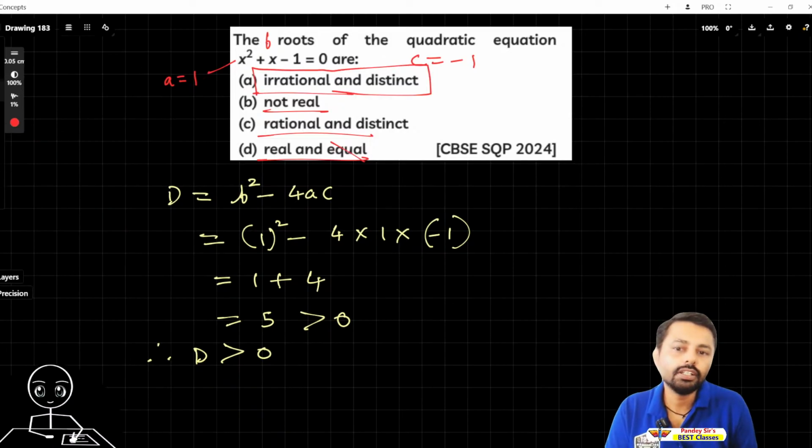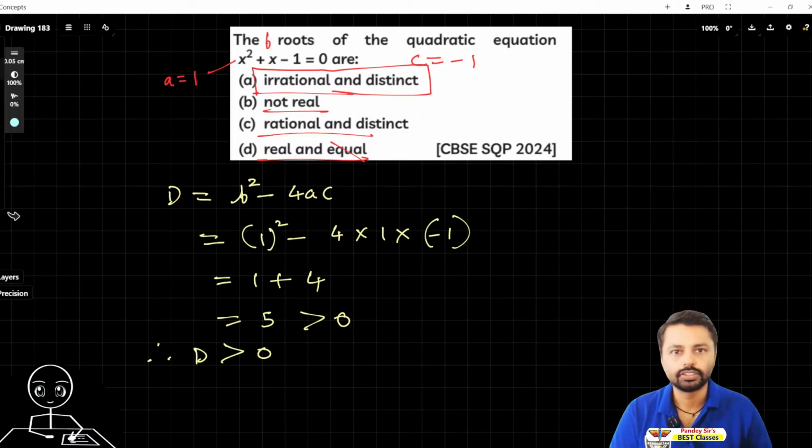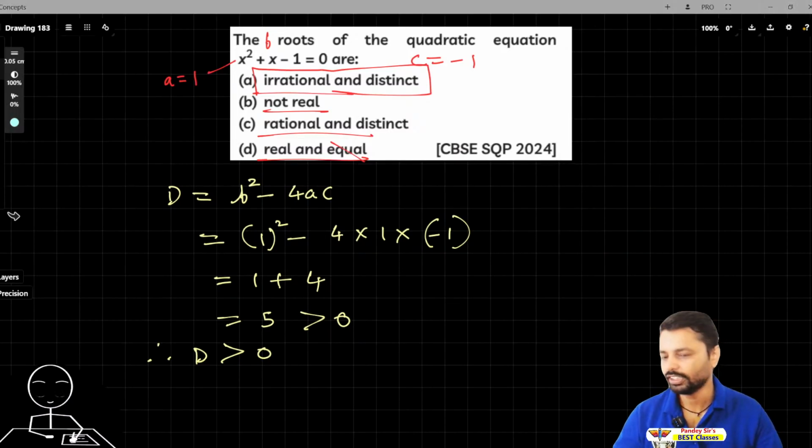A rational number could also come if d was a perfect square. Like if d was equal to 4, 16, or 9, then it would be a rational number. But here it's irrational and distinct. See how they confuse you. So I think you are ready for the next question. We successfully did the first one. If you have any doubts, you can definitely ask and I will answer.